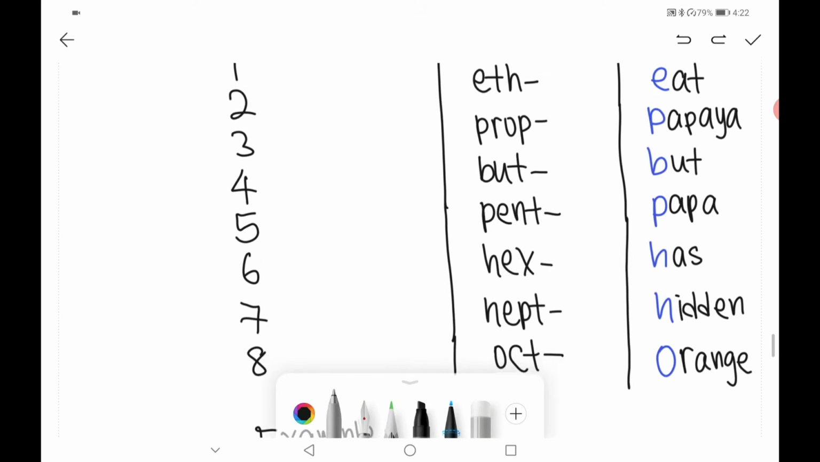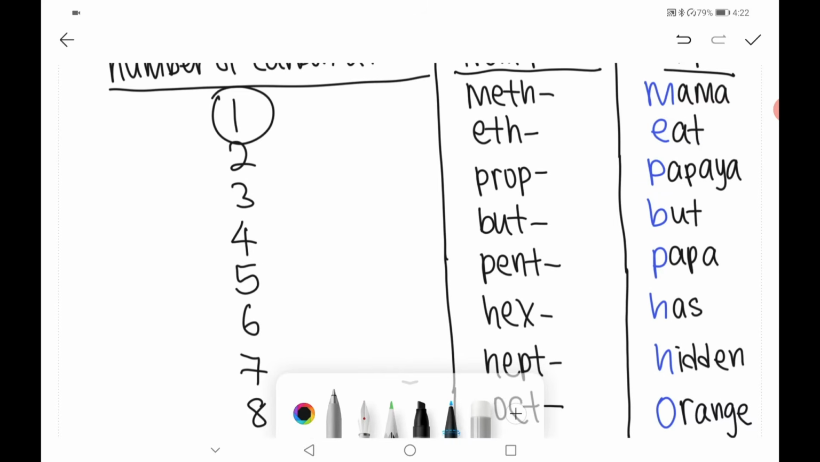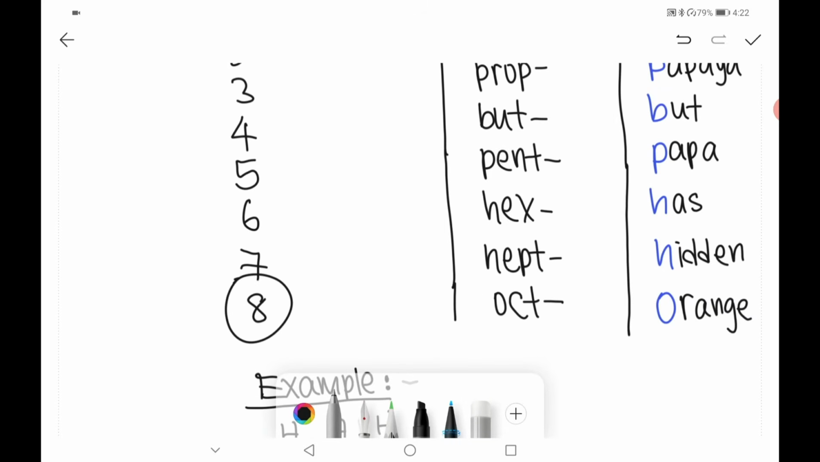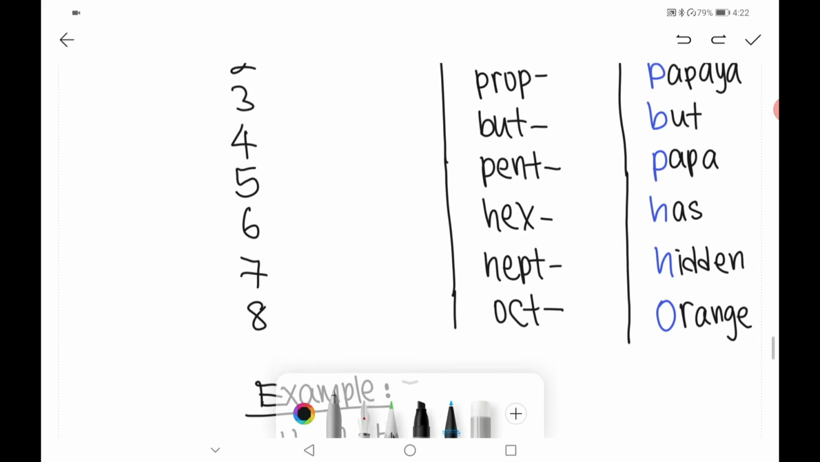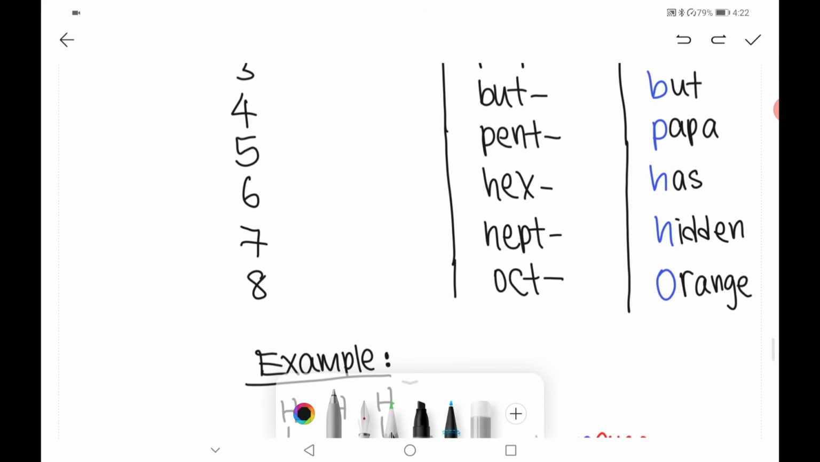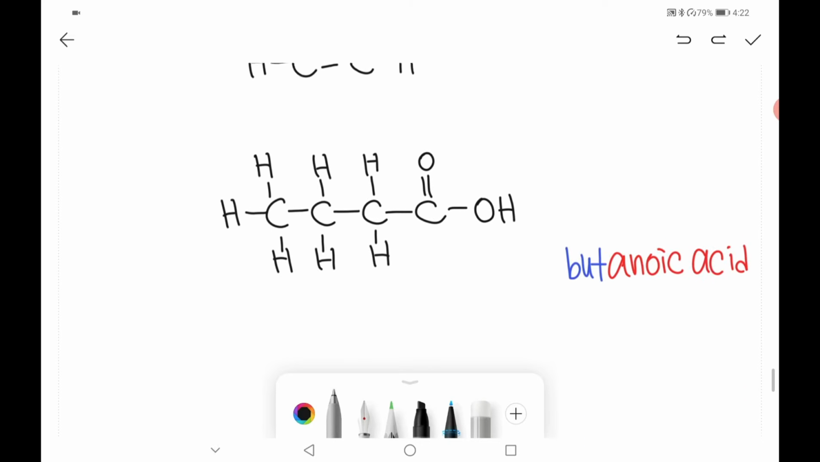We need to know 1 carbon until 8 carbon. How to memorize? Mama eat papaya but papa has hidden orange. By using this concept, you should be able to name your carbon compound. This is a very important concept for you to name your carbon compound.